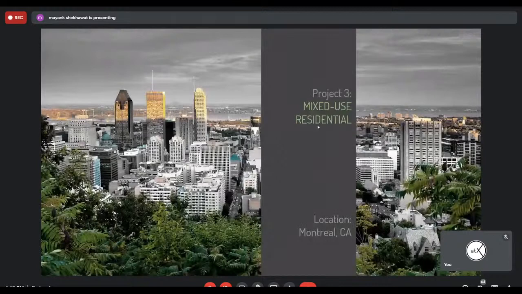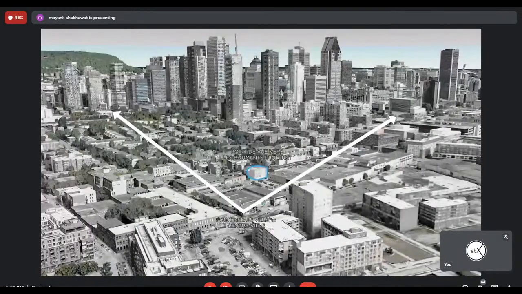Now, the last project I'm going to discuss is a project which I worked on at my present office. And let me get a little more water. Okay. So this was in Montreal, Canada, and this is the final one for today. I'm going to try to make this interactive. I'm going to show you certain images, and you can tell me what strategies come to your mind.